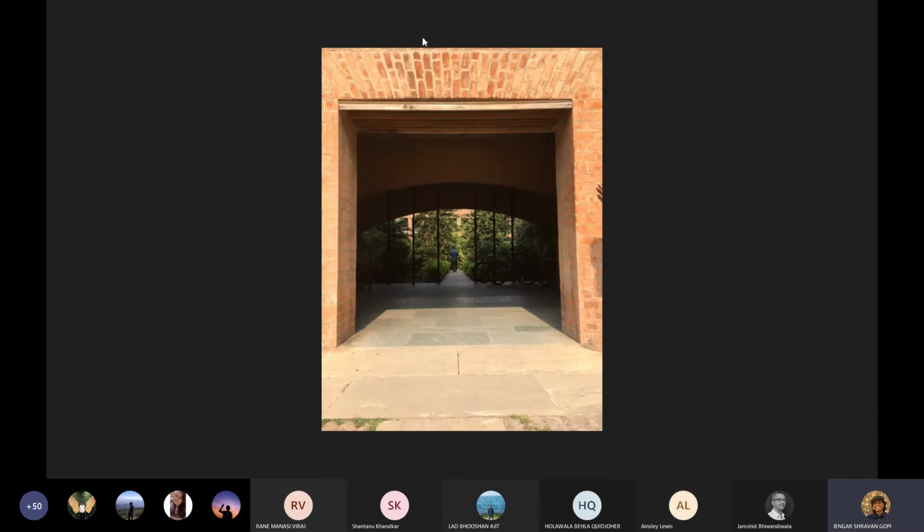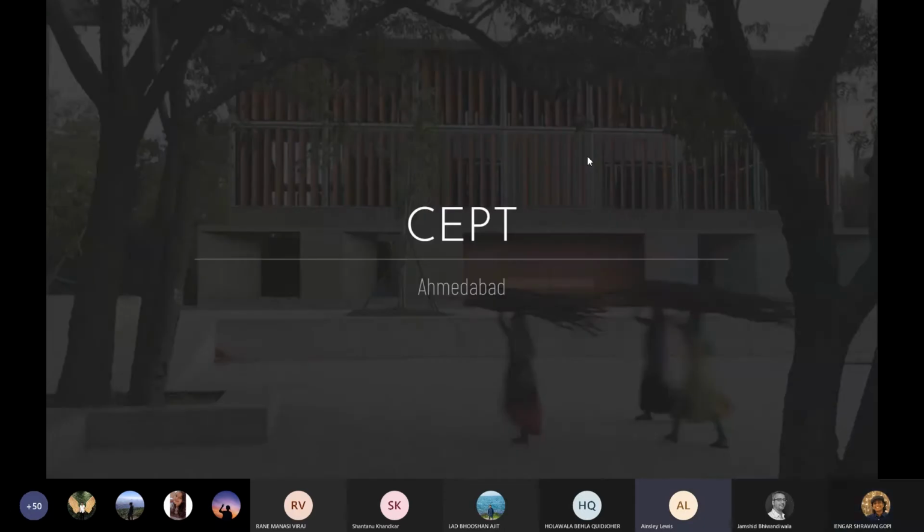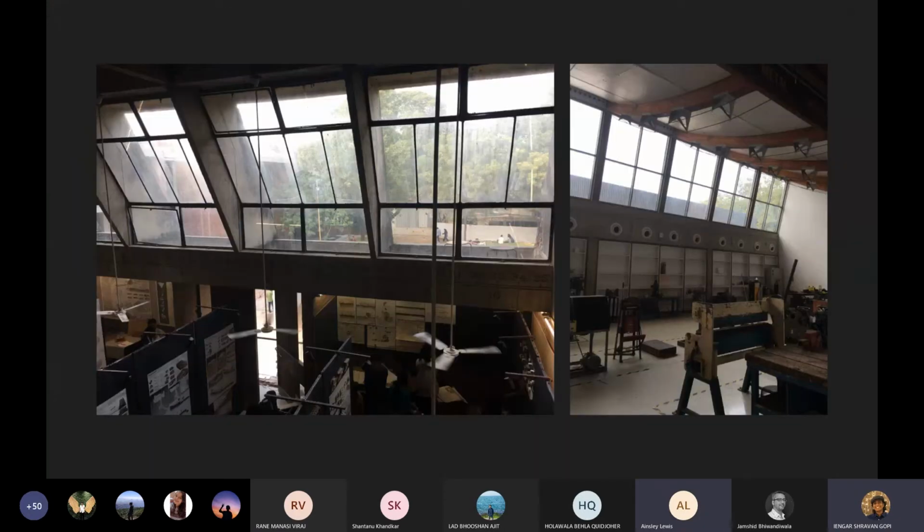With this portal, you can also see the way the bricks that were supporting it give themselves their own identity, with the angles contrasting the horizontal lines. You have these vertical diagonals popping out. And then you have SEPT. So you have these huge windows which bring in a lot of light in the studio.